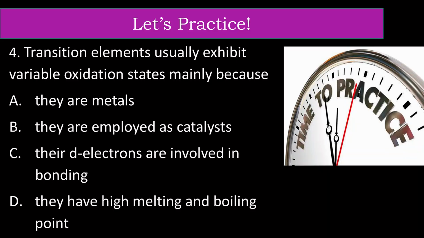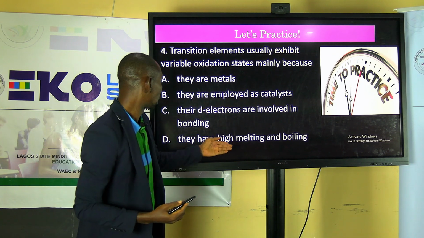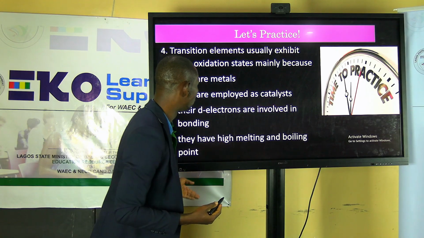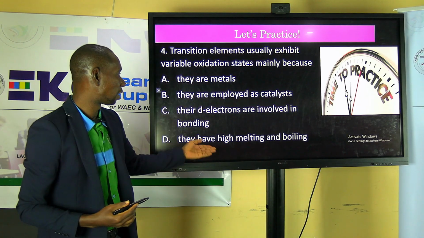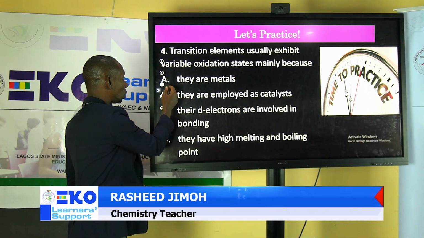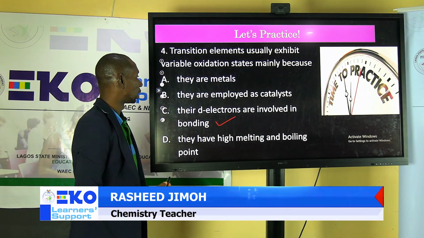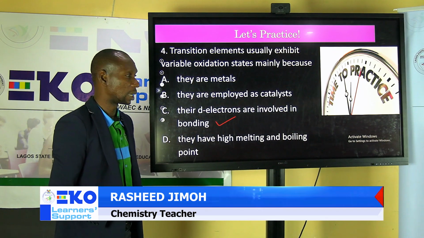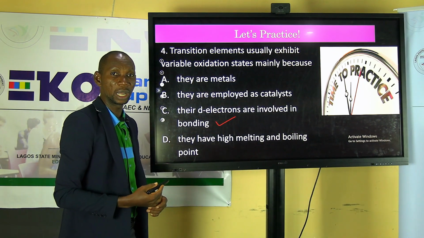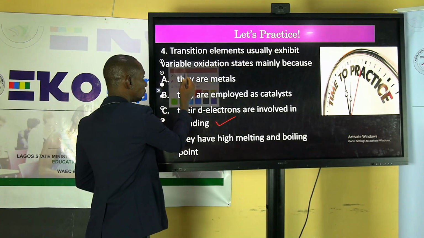Transition elements usually exhibit variable oxidation state mainly because what? They are metals, they are employed as catalysts, their d electrons are involved in bonding, they have high melting and boiling point. The correct answer here is option C. This is the reason why transition metals have variable oxidation state. Remember I said you can either use the s orbital or the d orbital to form bond.